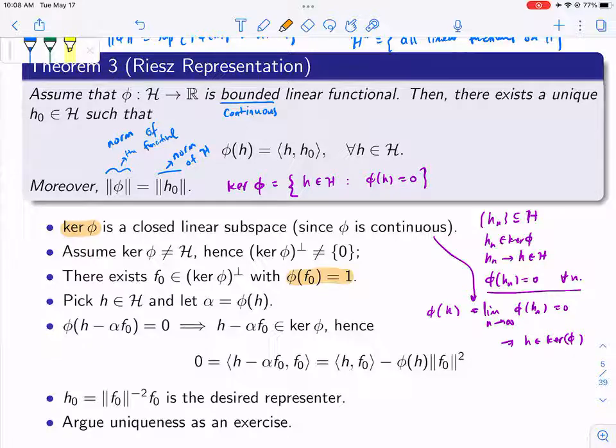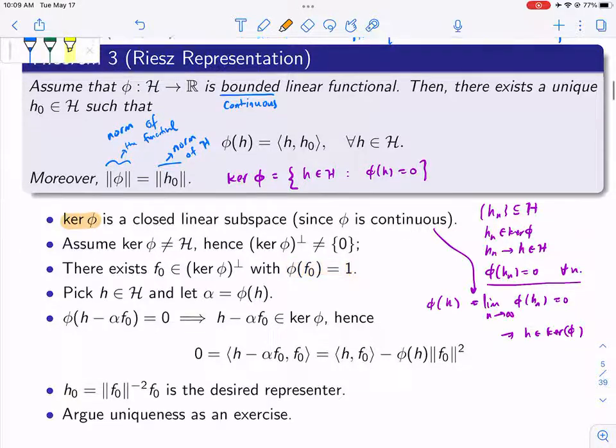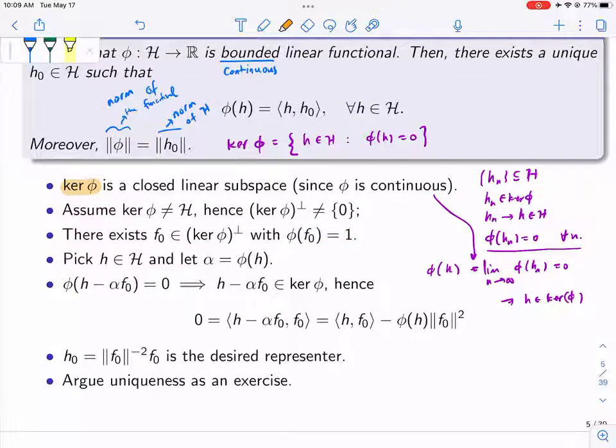Yeah, so we can rescale because phi is a linear functional. We can always rescale to make phi of it be anything you want. So we make it equal to 1. Okay, now the idea is that this is almost there. So this phi naught, after proper normalization, is going to be h naught.